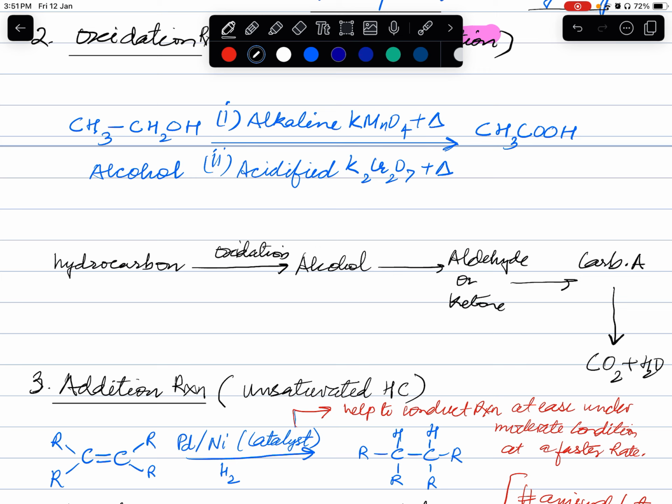Okay, so this is a stepwise process. That is, when hydrocarbons are oxidized, we get alcohol, and then if alcohol is further oxidized, we get aldehyde or ketone, then carboxylic acid, and in the end carbon dioxide and water. When we are doing the combustion process, simply the hydrocarbon is converted to carbon dioxide and water. Therefore it is called complete oxidation.